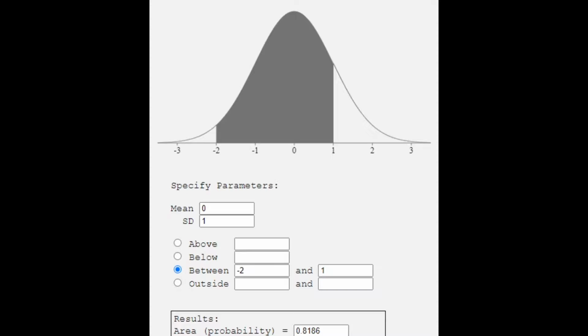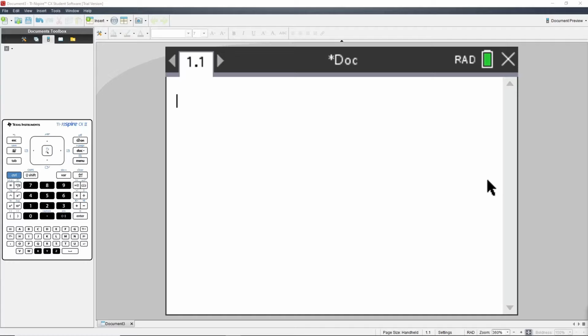And now let's look at a visualization of what that looks like. As you can see in this example, it's the same thing as before. The mean is 0 and the standard deviation is 1, and we're looking at the area between -2 and 1. And as we can see down there, it is calculated as 0.8186, which is just rounded off from what the calculator gave us.